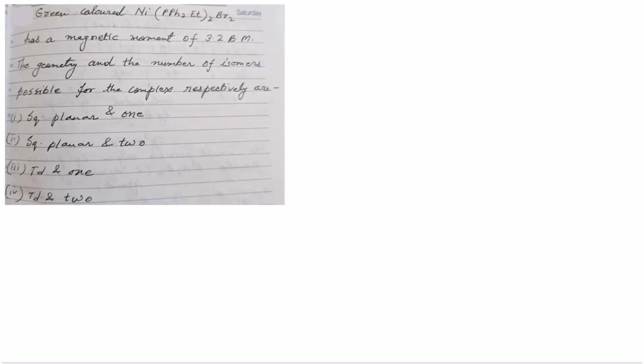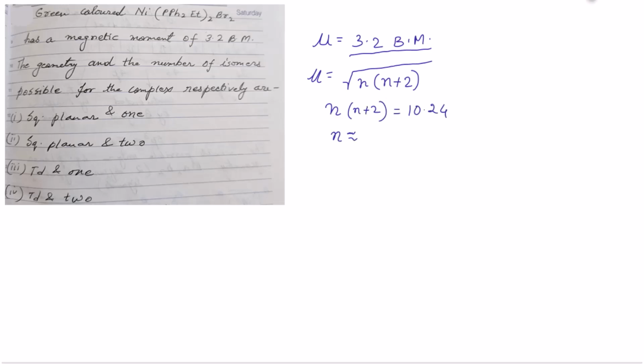From this magnetic moment of the complex, we can find out the number of unpaired electrons by applying the spin only formula. So the magnetic moment given is 3.2 Bohr magnetons and the spin only formula for magnetic moment is under root n into n plus 2, where n is the number of unpaired electrons. So we apply this formula and get n. So n is almost equal to 2. So we have 2 unpaired electrons.